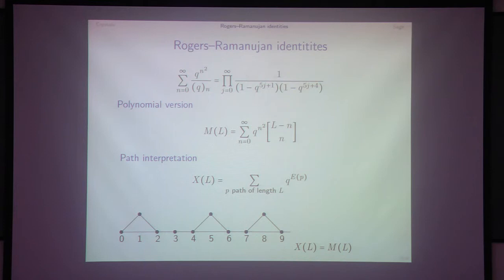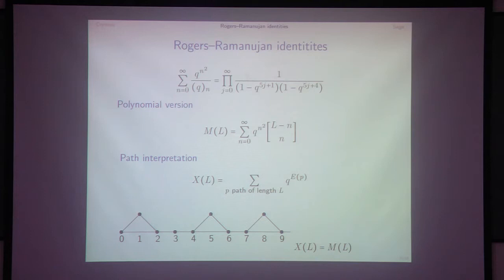But the particles can't be too close to each other. They have to be at least 2 apart. This is the 2 in the number theory interpretation. So if I have a particle at point 1, I cannot have a particle at point 2. So I get these triangles, a sequence of triangles. And then what is my energy function? The energy function is just the sum of the positions where the particles sit. So it would be 1 plus 5 plus 8. That would be the energy function for this particular configuration. Then we sum up all possible configurations, and you can check.